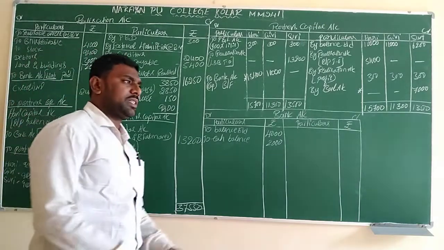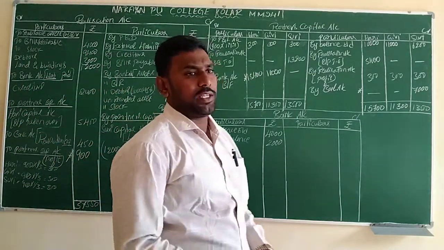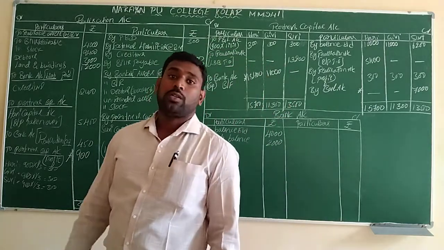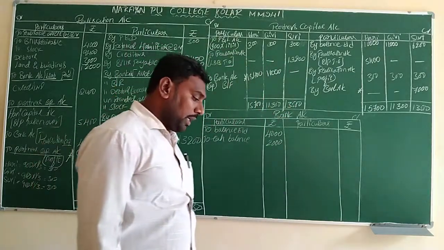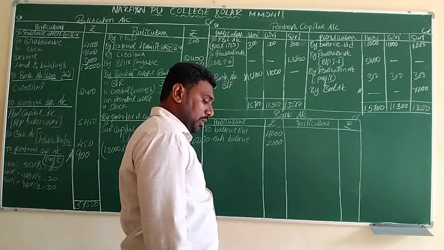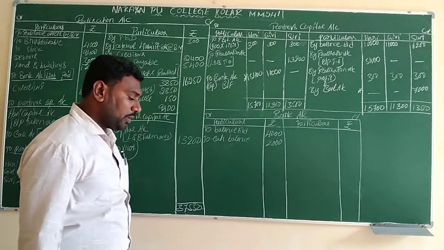So just once again check your old balance sheet, whether they have given any partners' loan, that is Hari's loan, Suri's loan, Giri's loan. If they have given anything, we have to write it, otherwise we don't need to write anything. So ignore that one.